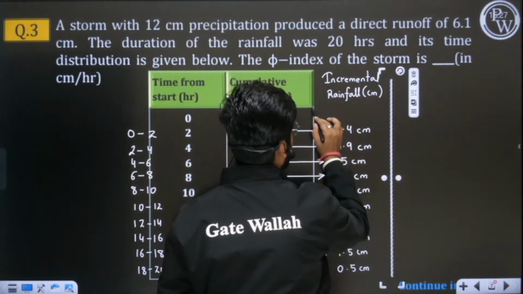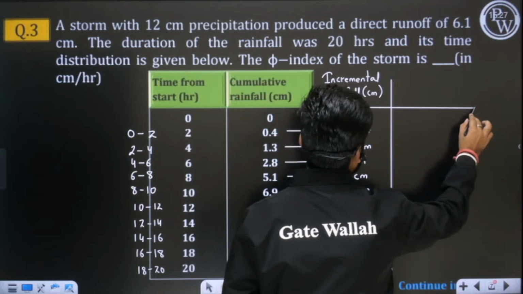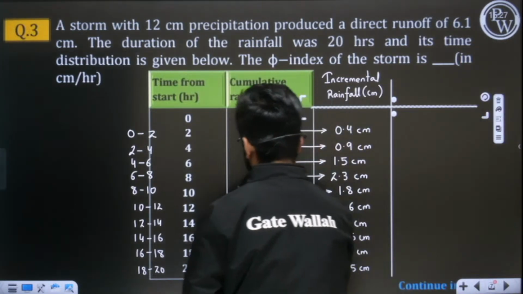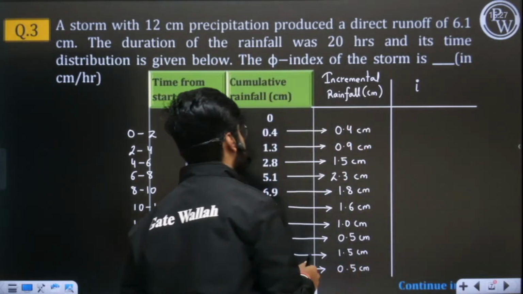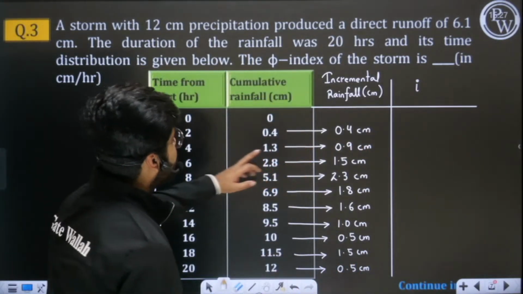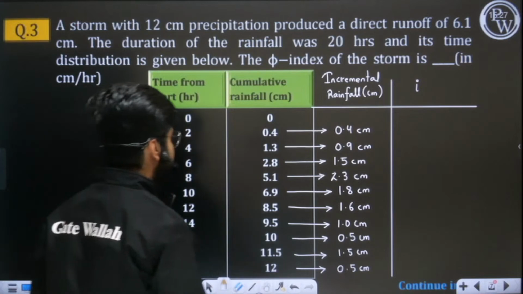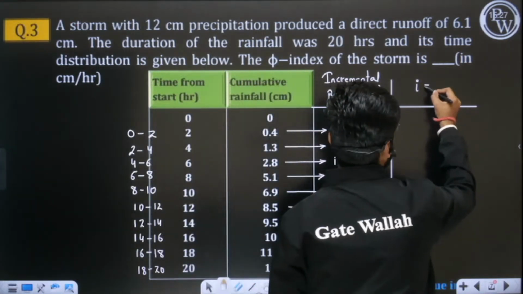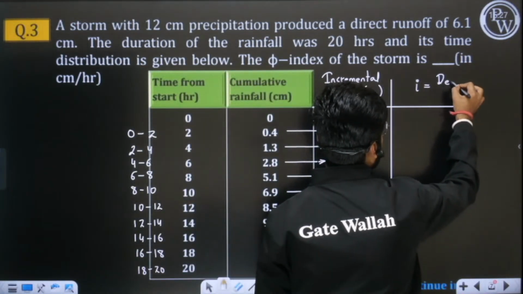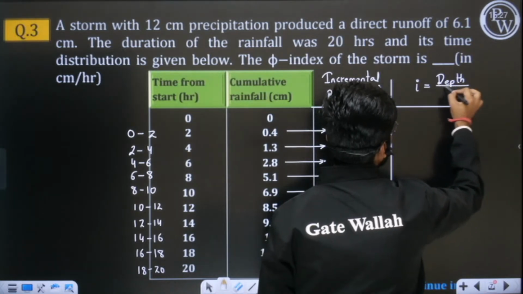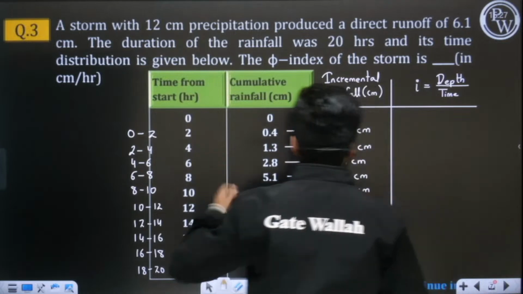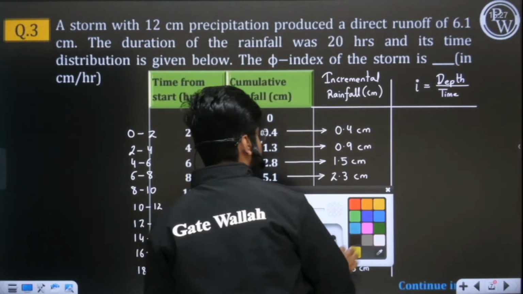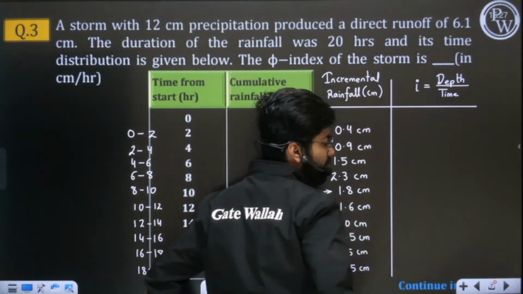Because I told you that without intensity, we will not proceed in the phi index question. Now we have to find the intensity. How will I find intensity? See, 0.4 centimeter rainfall is happening in 2 hours. So intensity is nothing but depth upon time, rainfall depth upon time. So simply divide all these values by 2, and you will get the intensity. Very simple, basic logic.